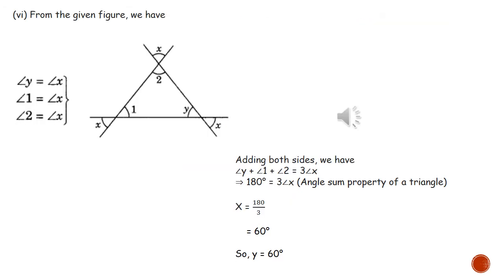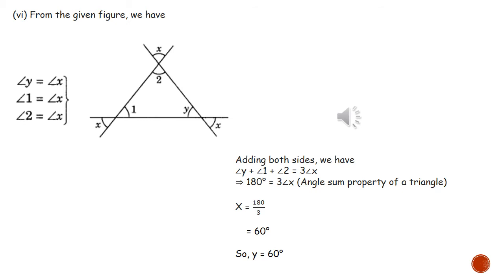We are moving to part 6. One diagram is provided in the question. We can see that angle y is equal to angle x because they are vertically opposite. Similarly, angle 2 is equal to angle x because they are vertically opposite, and angle 1 is also equal to angle x because they are vertically opposite. So we can add both sides. That means y plus 1 plus 2 is equal to x plus x plus x. So y plus 1 plus 2 is equal to 3x.